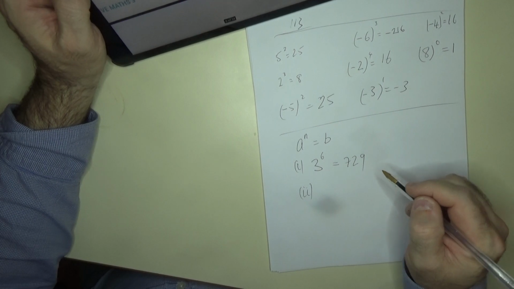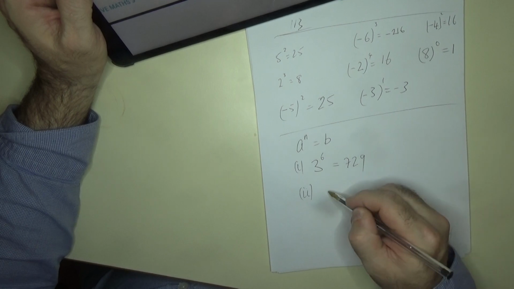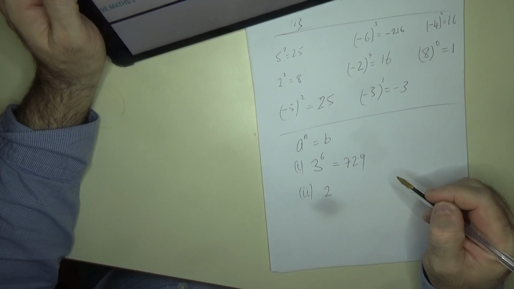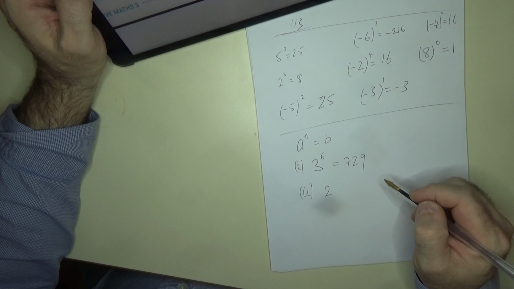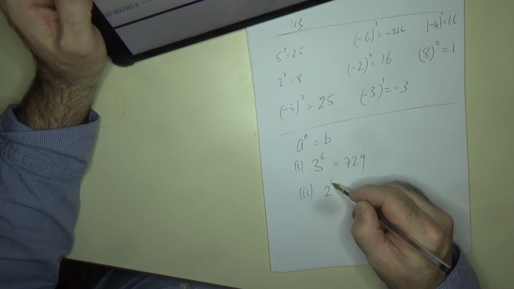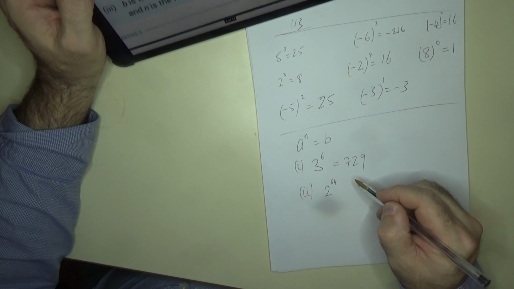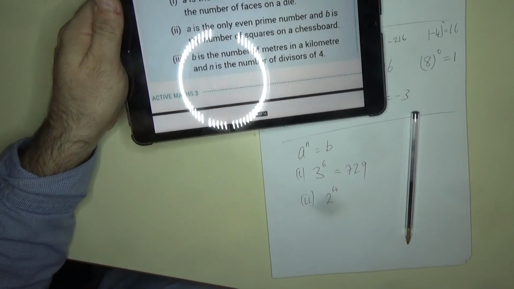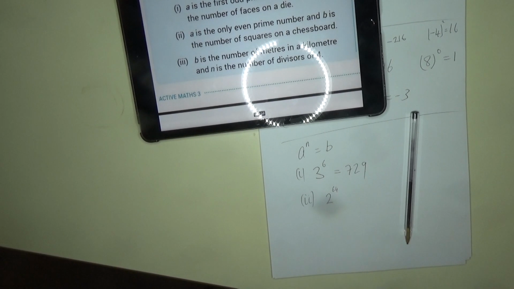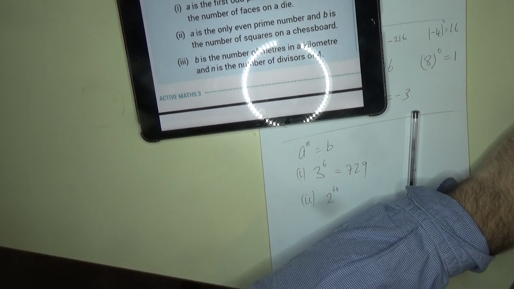A is the only even prime number. That's 2. And b is the number of squares on a chessboard. Pretty sure that's 64. Number of squares on a chessboard. And now we're calculating that. I have to go to the internet to just double check.